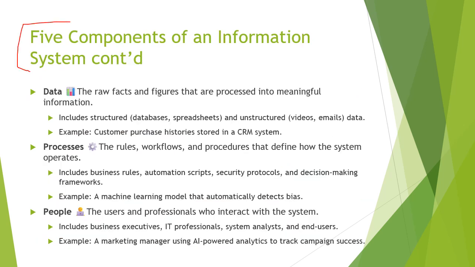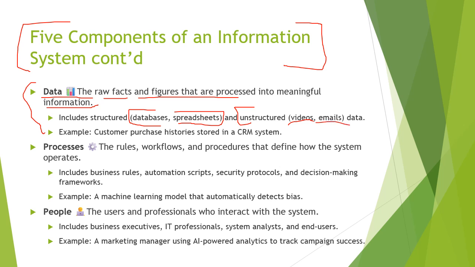The five components continue with, of course, data. Data is one of the components. As we talked about, the raw facts and figures that are processed into meaningful information. So this includes structured and unstructured data. So you have databases, you have spreadsheets, you have unstructured data, you have videos, emails, text, customer reviews, that type of thing. So an example, customer purchase data history is stored in a CRM, customer relationship management system, which is also a type of software.